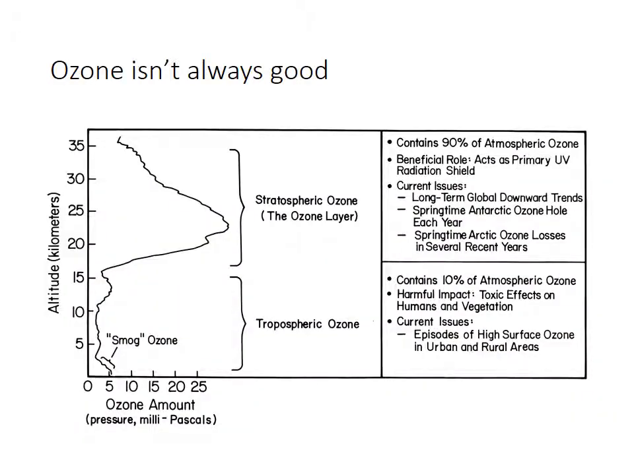So ozone, as much as it has a really important function in the upper layers of our atmosphere, in that stratosphere, it is not good when it occurs lower down in the atmosphere. Ozone in the troposphere would be what we call smog ozone, and it can have a toxic effect on humans and vegetation. So we don't want an increase in ozone everywhere.